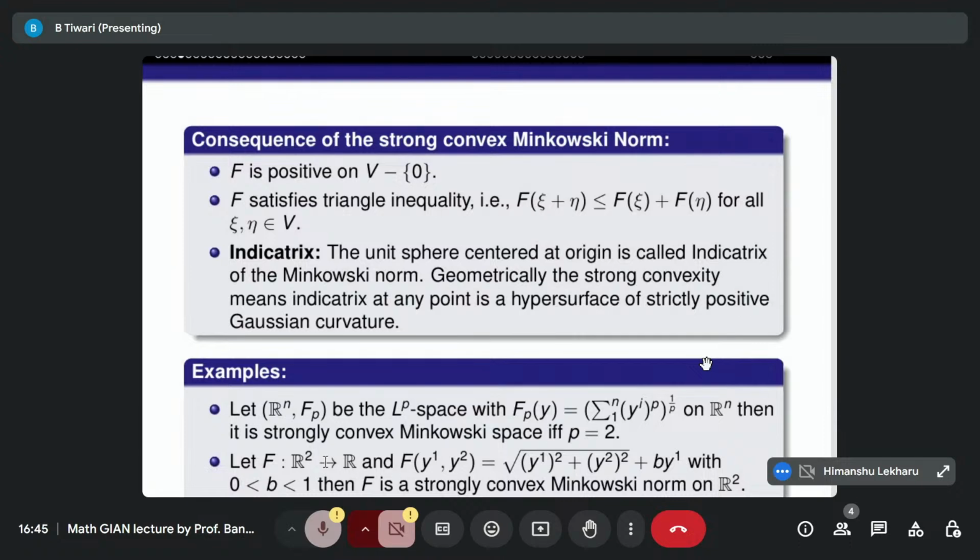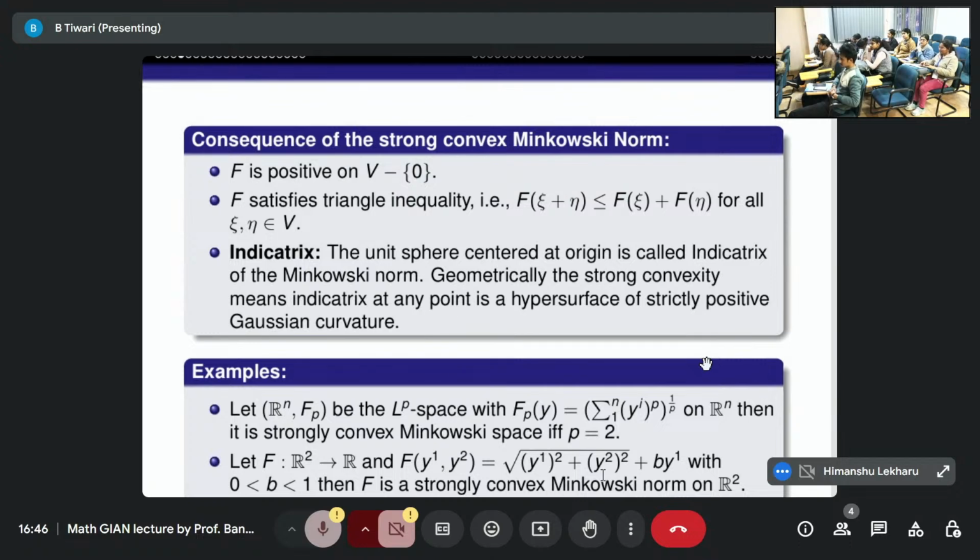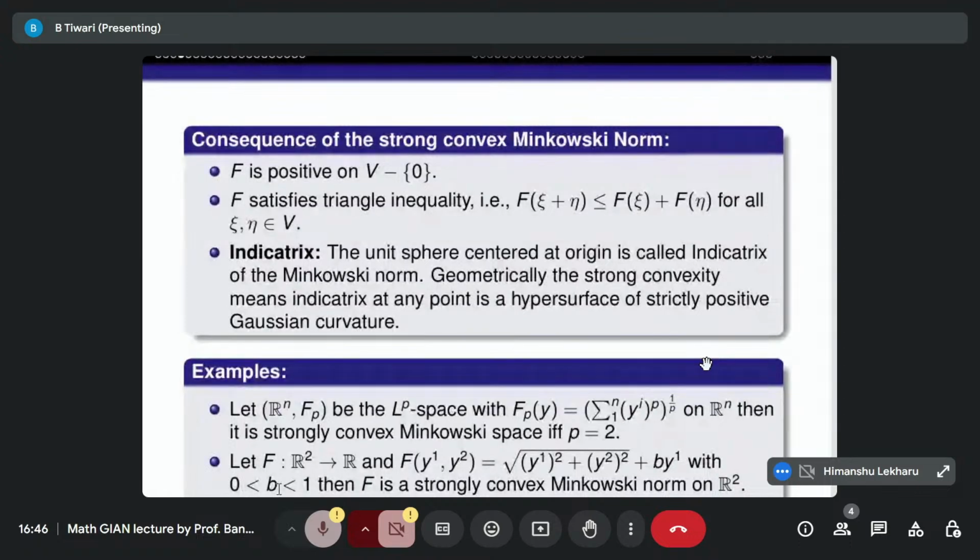Now, the next example of a Minkowski norm: take the Euclidean norm on R^2, that is, square root of y1 squared plus y2 squared, for any vector y in R^2 with coordinates y1 and y2, and take any positive real number b which is less than 1. Then if you define a function f from R^2 to R like this, it satisfies all the conditions of a strongly convex Minkowski norm, and therefore it is a strongly convex Minkowski norm, right? You can prove that the Hessian of the square of this norm is positive definite.